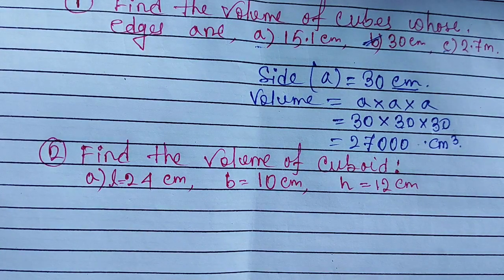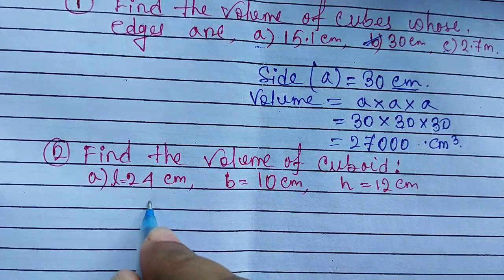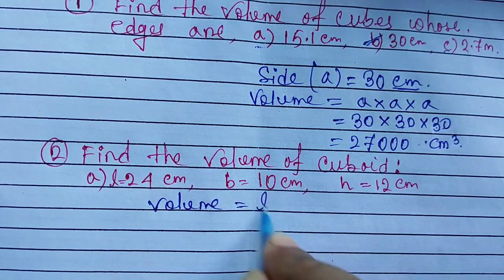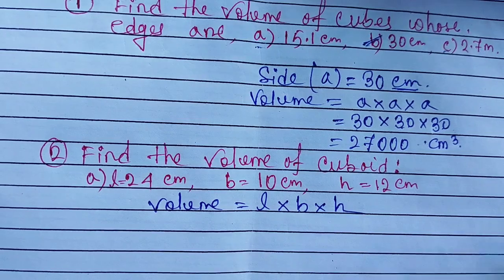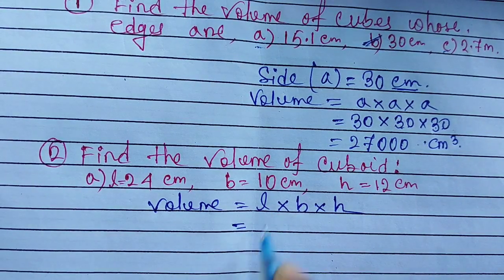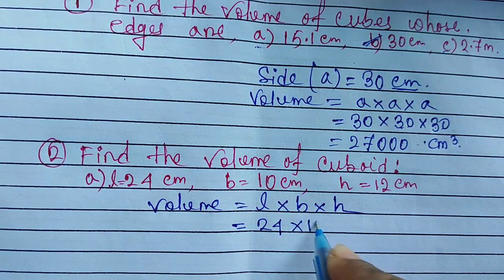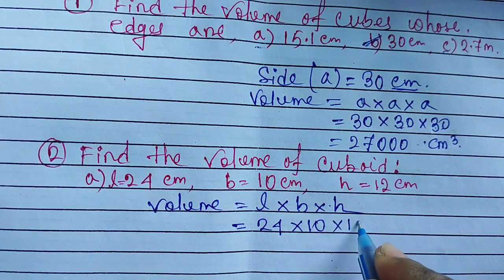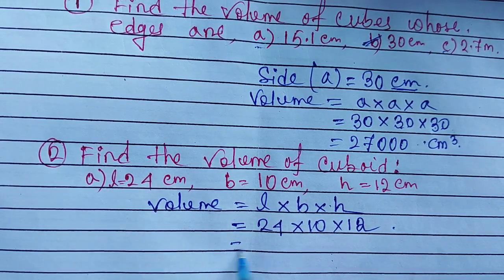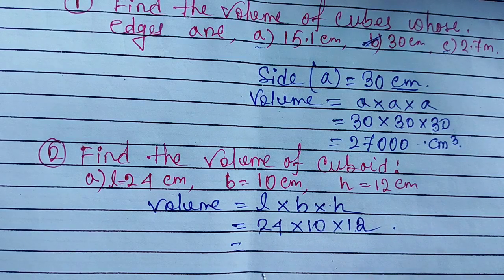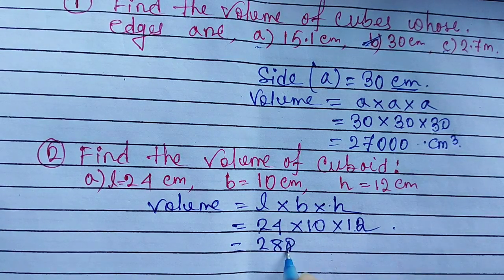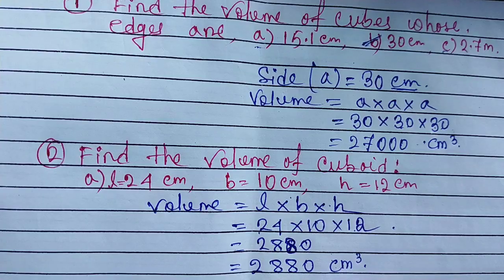What is the formula of a cuboid? It will be length into breadth into height. Length means 24 centimeter, breadth means 10 centimeter and height means 12 centimeter. So 12 times 24 is 288, and here is again 10, so write here 10. So 2880, and the unit will be centimeter cube.